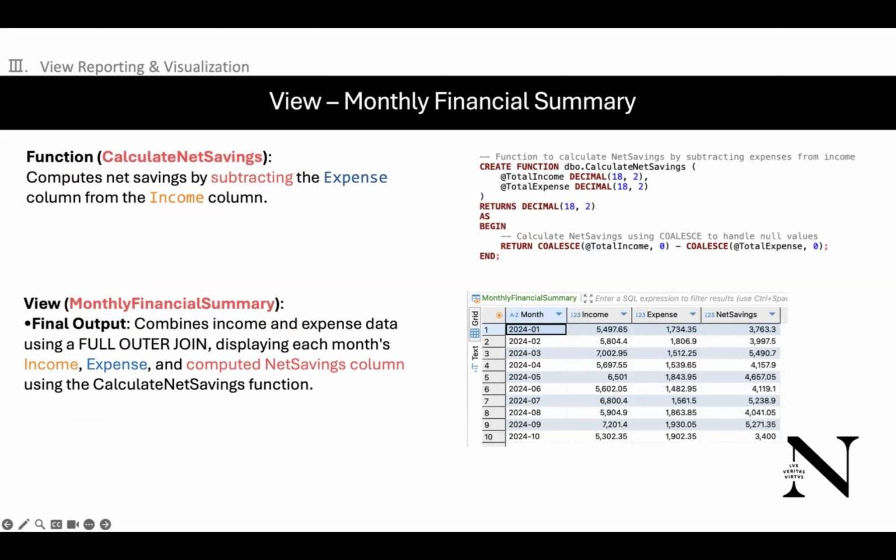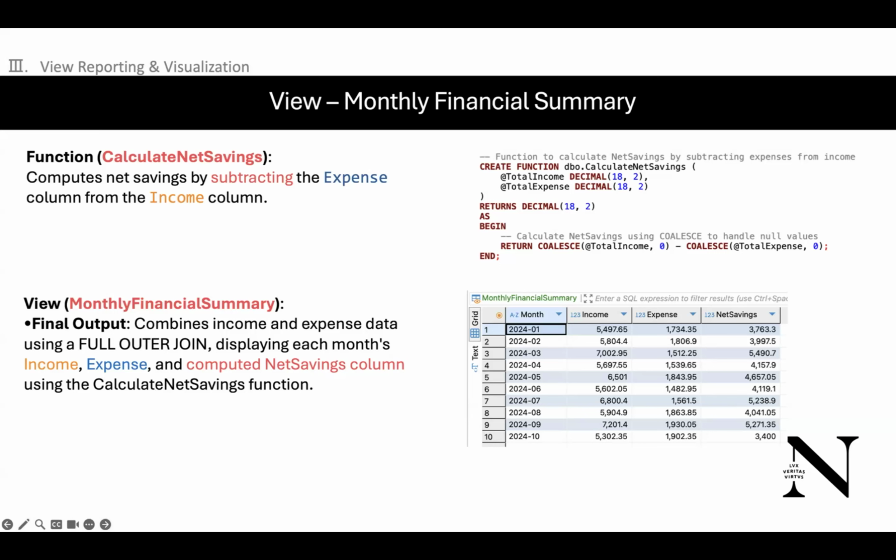We also designed a function called calculate net savings. It computes net savings by subtracting the expense column from the income column. And then for the view, we combine income and expense data using a full outer join and get computed net savings using the calculate net savings function. That's all of the monthly financial summary view.